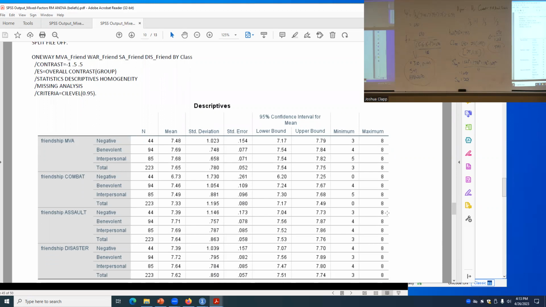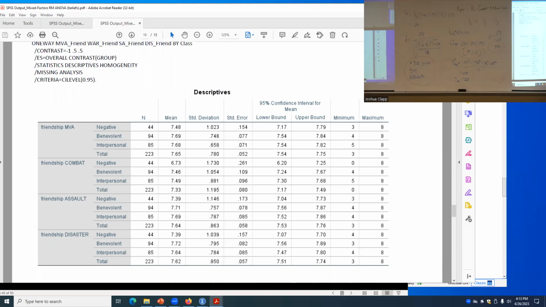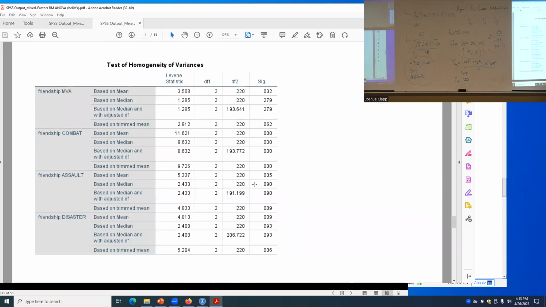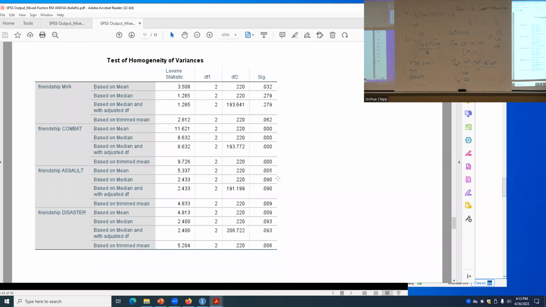So in terms of my descriptives, I'm getting descriptive statistics for all of my differences here. Okay. And then if I'm looking at my outcomes here, these are my homogeneity of variance tests for each one of my one-way ANOVAs, right? So I've got violations across most of these vignettes, so I know I need to be careful in thinking about that.